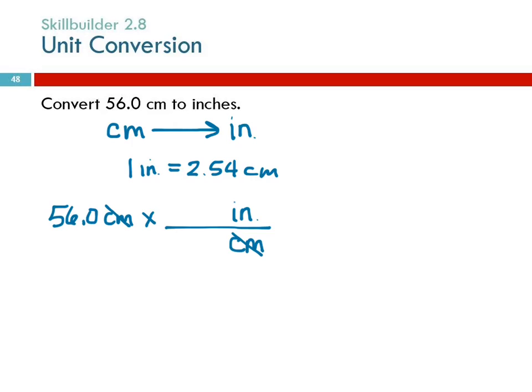Now we put the numbers in. Where do the numbers come from? They come from our relationship here. 1 inch. I need to keep those two together. So the 1 goes on top with its unit, and the 2.54 goes in the denominator with its unit.